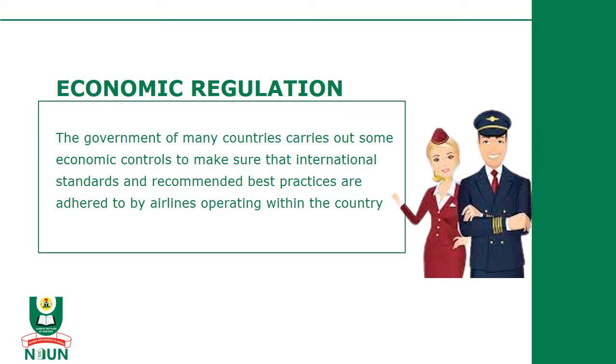The economic regulation. The governments of many countries carry out some economic control to make sure that international standards and recommended best practices are adhered to by airlines operating within the country. What I'm trying to say is that the government of each country must see to the development and control of the aircraft by recommending the best practices that must be adhered to by all the airlines operating within that country.